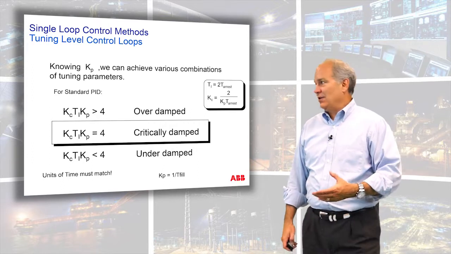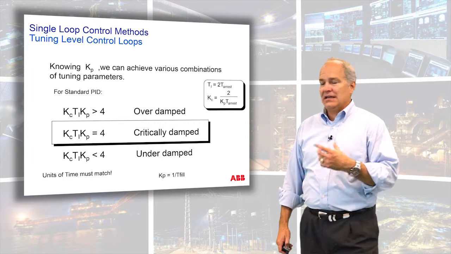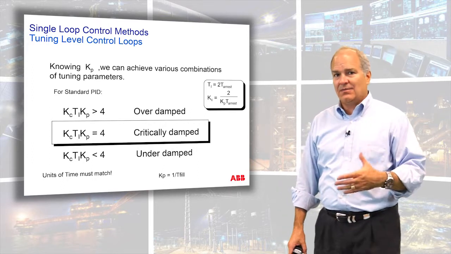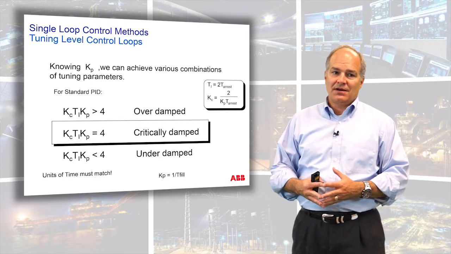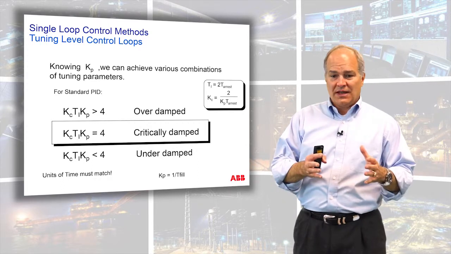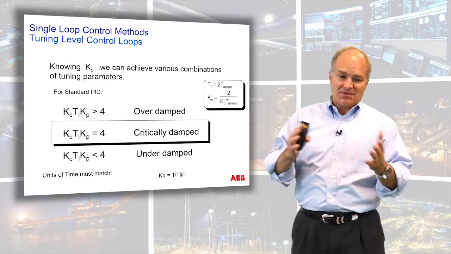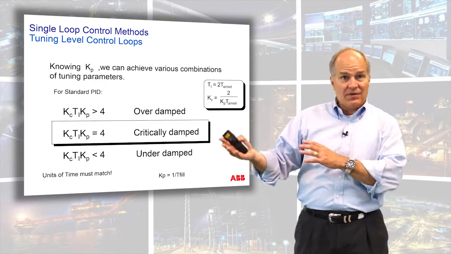One thing that you'll notice when you apply these tuning rules is they are very different from the numbers that you might use in a self-regulating process. As a matter of fact, your controller gain on a self-regulating process might be 0.3, 0.4, 0.5.